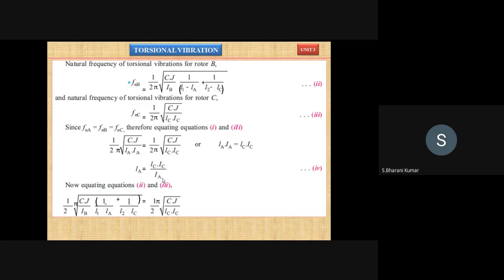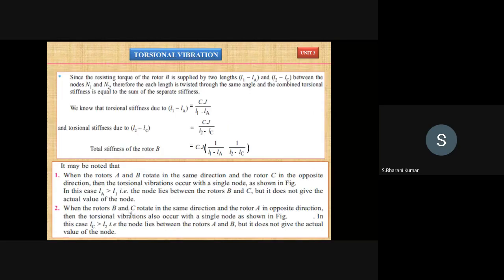And the next one is equating 2 and 3 now. That is 1 by 2 pi square root of Cj into IB into 1 by L1 minus LA plus 1 by L2 minus LC. Writing this formula, we can get it like this. So the total torsional stiffness of L1 minus LA equals this one.